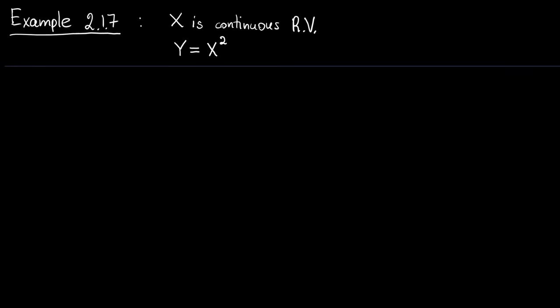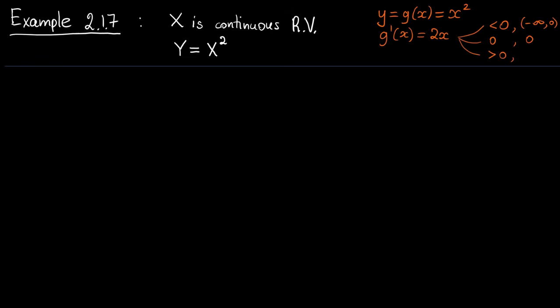In this case, our function g of x is x squared, and if we take a look at the derivative of g of x, it is 2x. Now this derivative is less than 0 on the interval from negative infinity to 0. It is exactly 0 for x equal to 0, and it is strictly positive on the interval from 0 to positive infinity. So we said here that the random variable x is a continuous random variable, but we didn't specify its support.